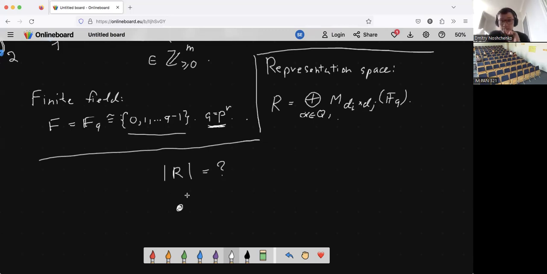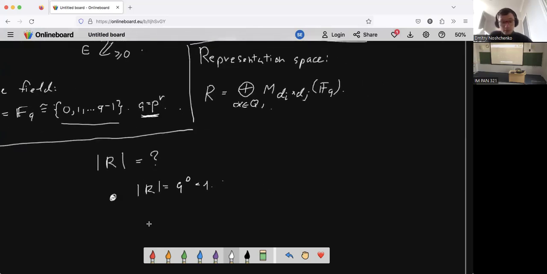In this case, you have a zero-dimensional representation, and the only map you consider is the zero map, from 0 to 0. So in this case, the size of R is just q to the power 0, just 1. So this is trivial.